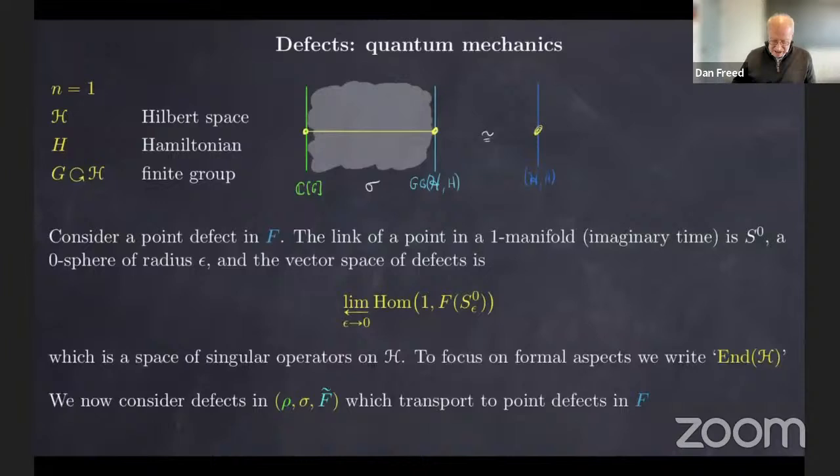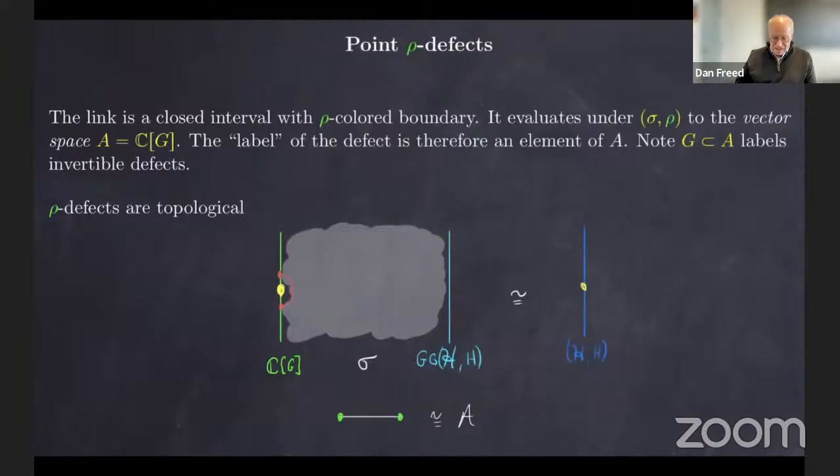And so what we want to do is use this isomorphism. This is the isomorphism theta. We want to use it to study defects, these point defects here, by transporting from here certain defects, which might be lines here, with boundary, and transporting them to point defects here. So let's see how that looks.